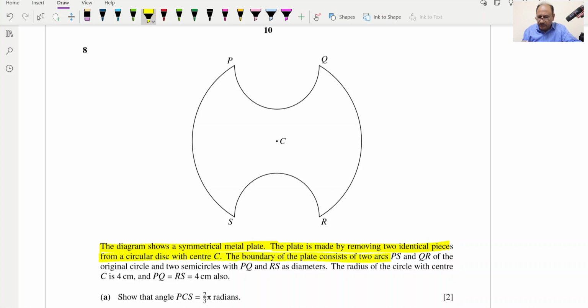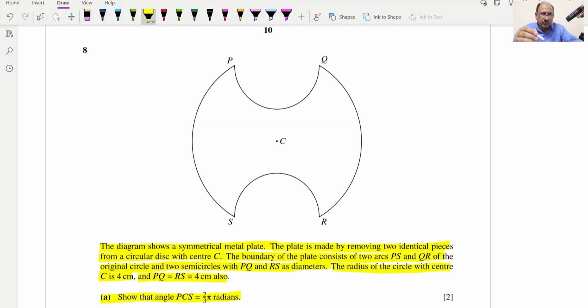The boundary of the plate consists of two arcs PS and QR of the original circle, and the two semicircles with PQ and RS as diameters. The radius of the circle with center C is 4 centimeters, and PQRS is equal to 4 centimeters. Also, a part shows that angle PCS is equal to 2 by 3 pi radians.